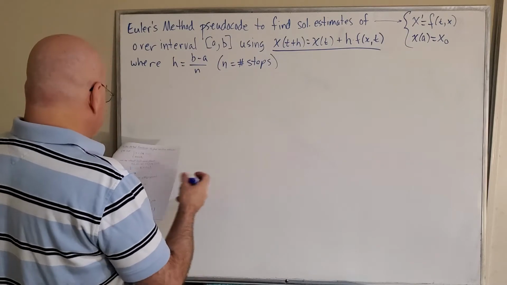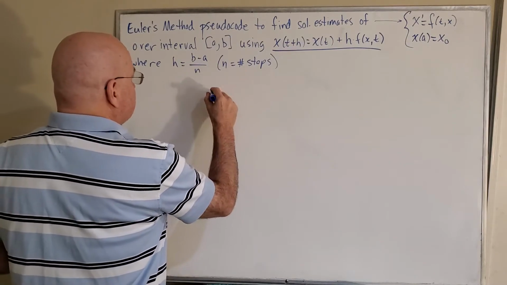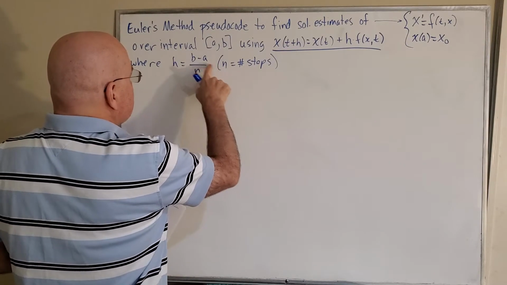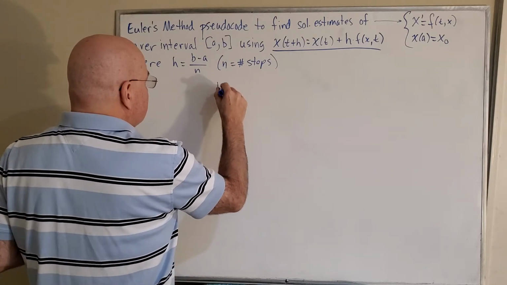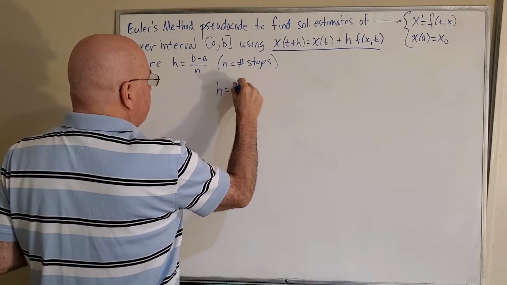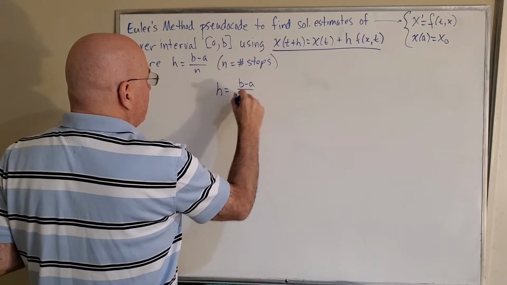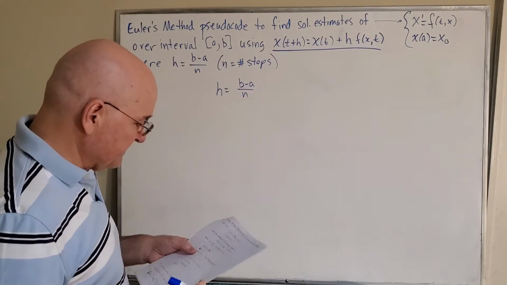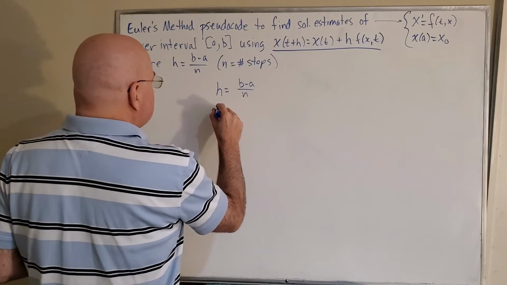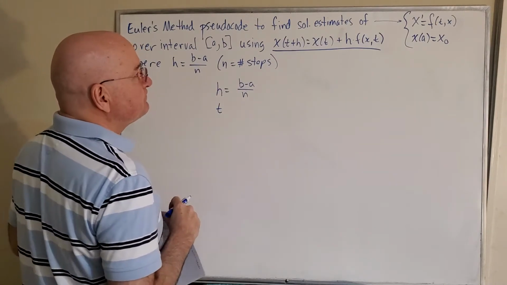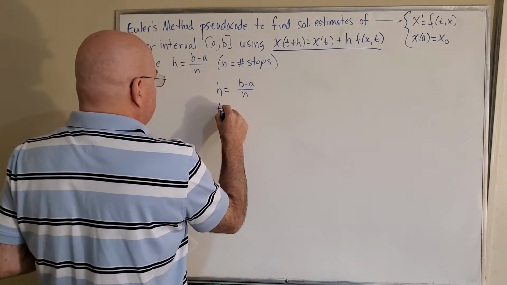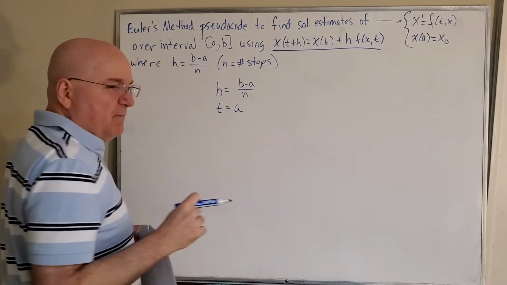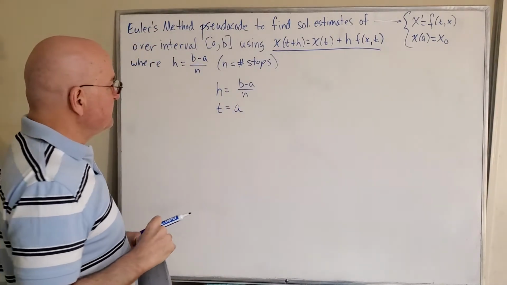All right, well, the pseudocode looks like this. Basically, you have to know the number of steps, and you have to know what a and b are, and you just define h to be that: b minus a over n. That gives you the step size. And as far as the time goes, our t variable, we're starting it at a. Again, most of the time that'll be 0 for us.